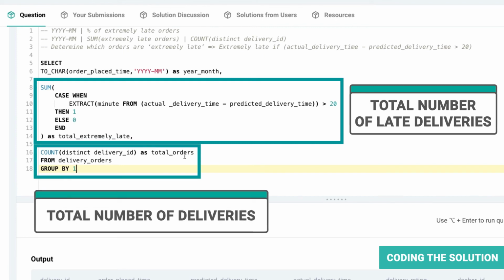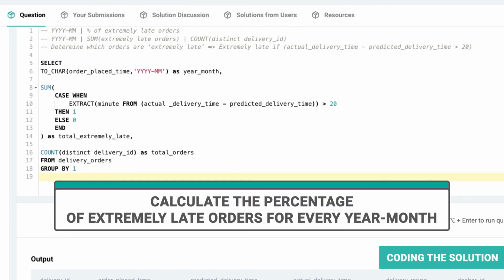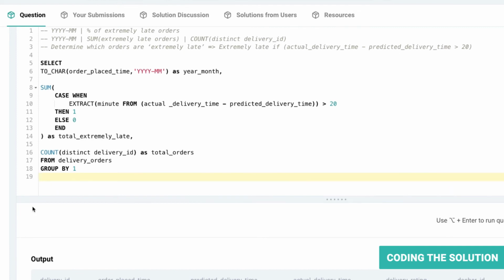Great! Let's move on to the last step of creating a final table, which is to firstly calculate the percentage of extremely late orders for every year month. We will divide the total late deliveries by the total orders and multiply that by 100 to get us the percentage. Keep in mind that in getting the proportion of extremely late orders per month, we're expecting a number between 0 and 1, in other words, a float.